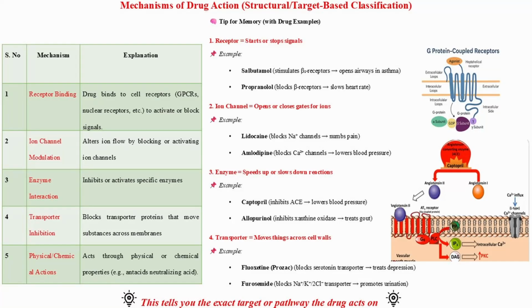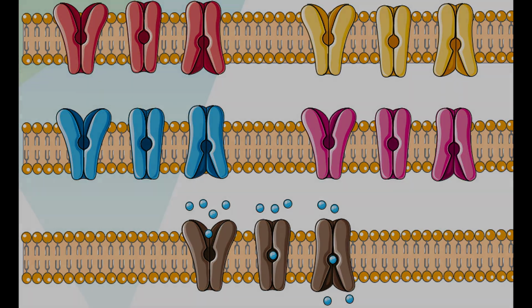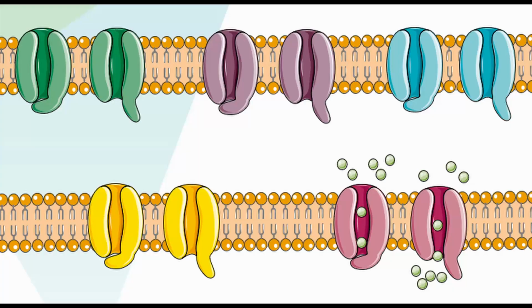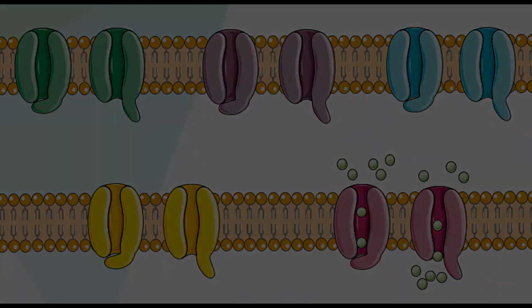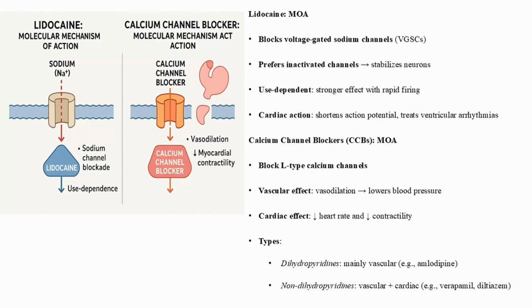Ion channels act like gates for charged particles like sodium or calcium. Some drugs work by opening or blocking these channels, which directly affects nerve impulses or muscle contraction. Example: lidocaine blocks the voltage-gated sodium channels to prevent nerve transmission.